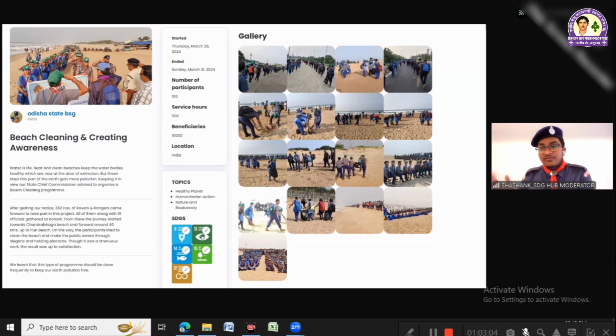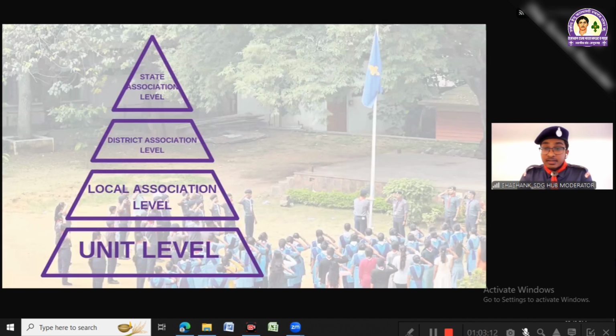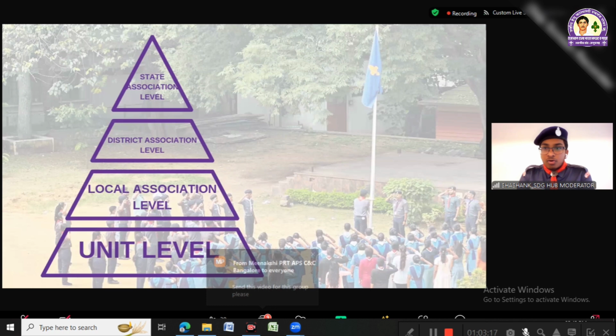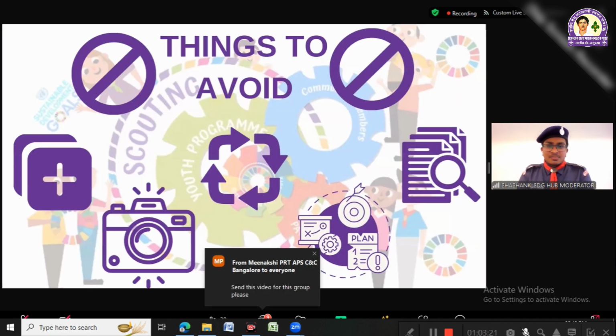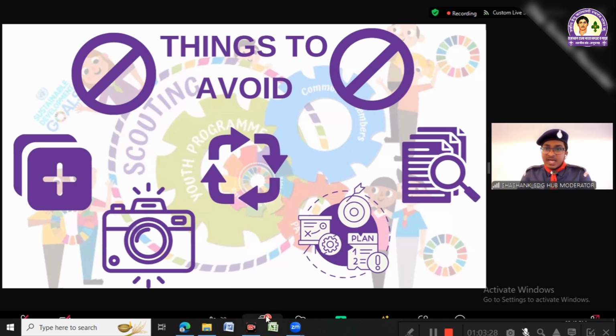I would recommend all of you to set up your unit, local association, district, and state accounts if they are not on the SDG Hub. And coming towards the last part of the presentation, there are a few things that I would recommend that all of you avoid so that your project is not rejected on the SDG Hub. And these are extremely simple things.